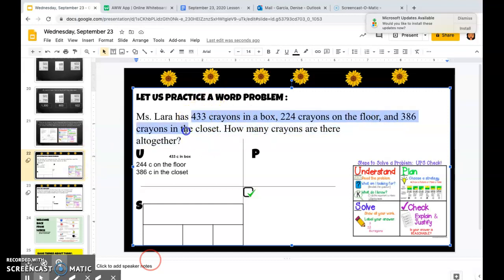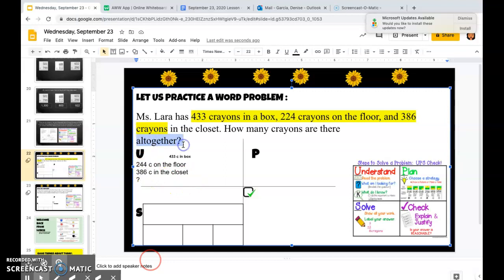I'm going to go ahead and highlight so you see what information I have written down. Now that I have highlighted, now that I have written it in my understand, this is what I know so far. I'm going to rewrite the question so that I can understand it in my own words. I'm going to read the question again. How many crayons are there all together?